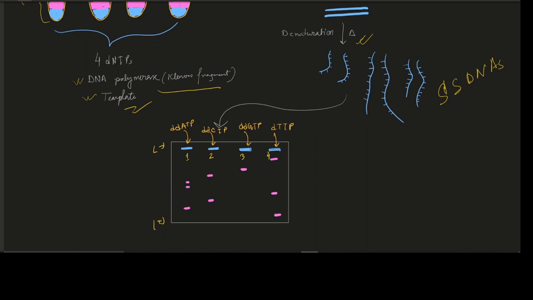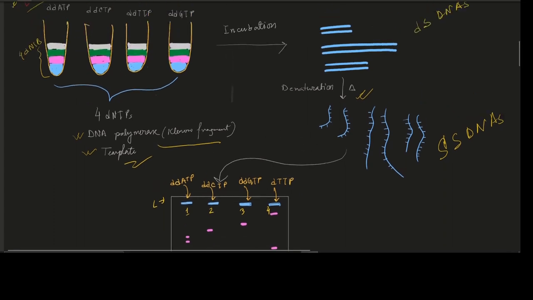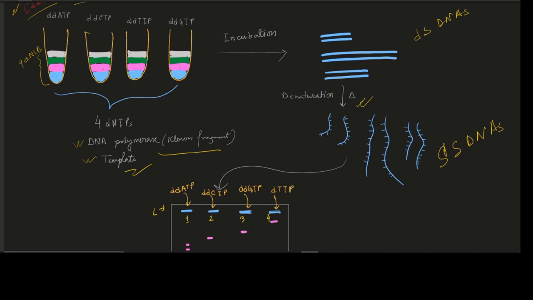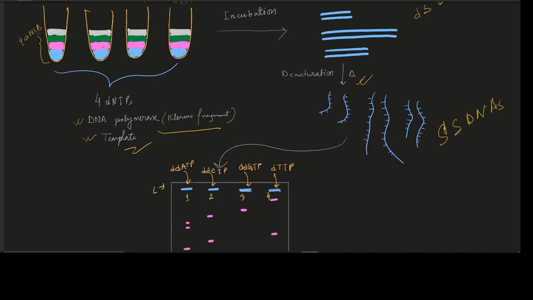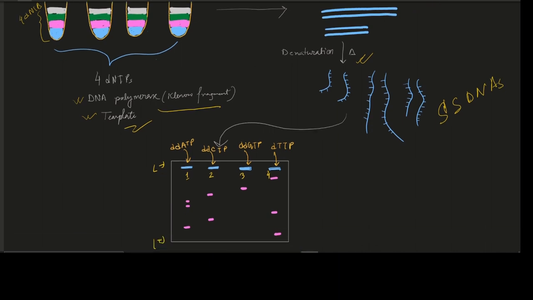gel electrophoresis. In gel electrophoresis, we make four wells. Why four wells? Because we have four mixing tubes. In each well, we load each tube. So here we loaded the tube containing ddATP. Now what does that mean? It means in that tube which contains the ddATP, for every complementary strand which was synthesized, the last base is A, because after incorporation of the ddATP it gets terminated.